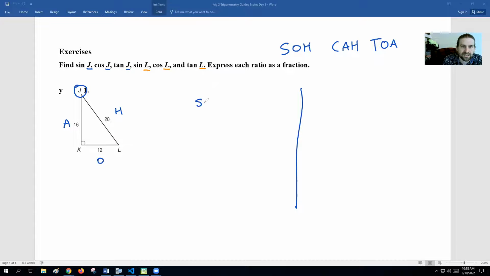Our sine of J is opposite over hypotenuse, O over H, so that's 12 over 20. We could reduce that fraction, but we're going to use calculators, so there's no point in doing that.